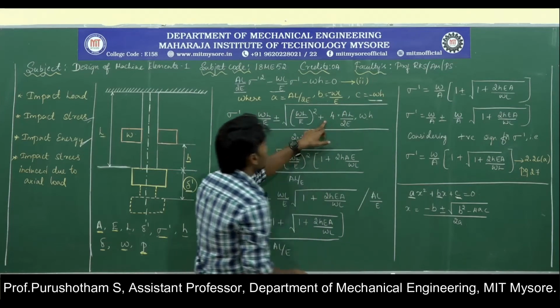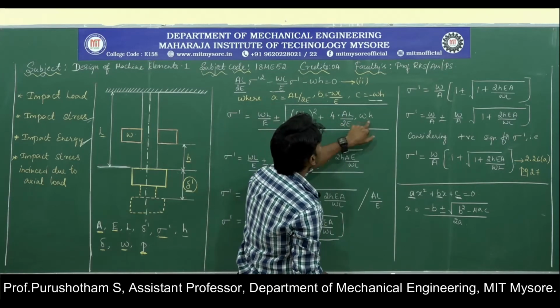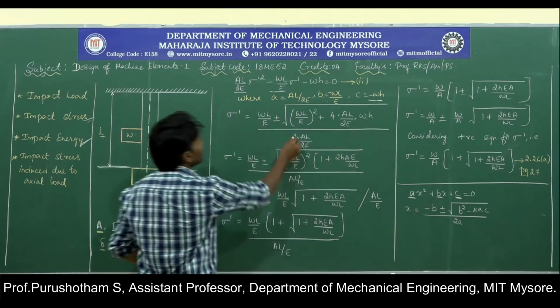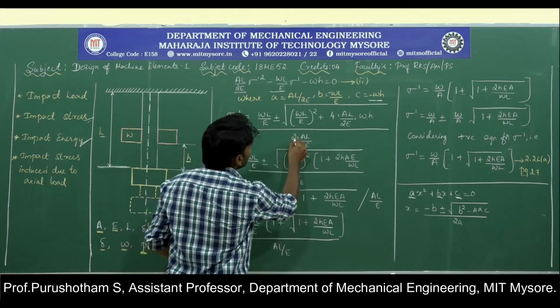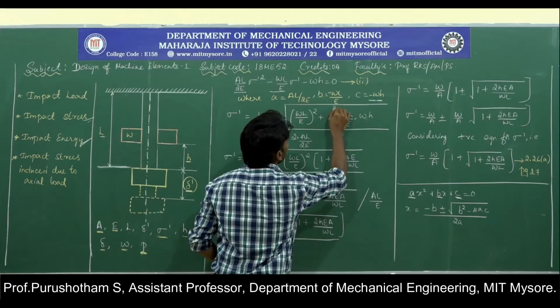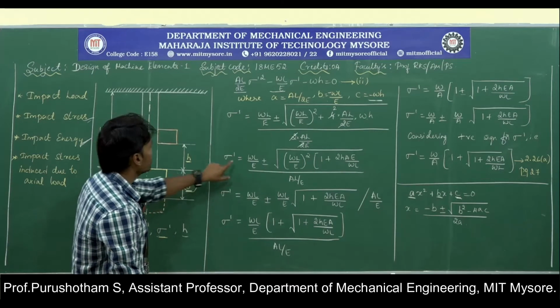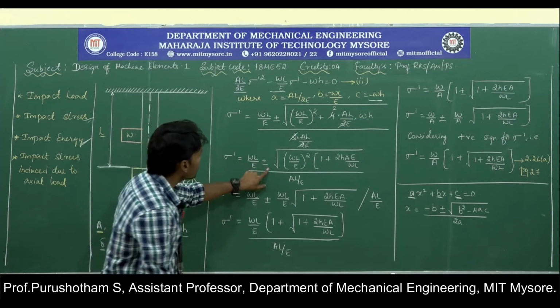So minus of minus becomes plus 4AC, that is 4 into AL by 2E into C, which is WH. Then divided by 2A, that is 2 into AL by 2E. Here I can cancel the 2s, so this will get cancelled. Then we get WL by E plus or minus.